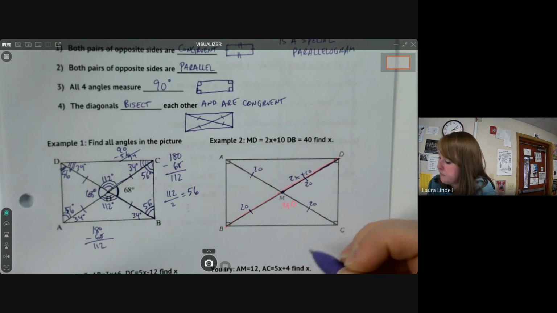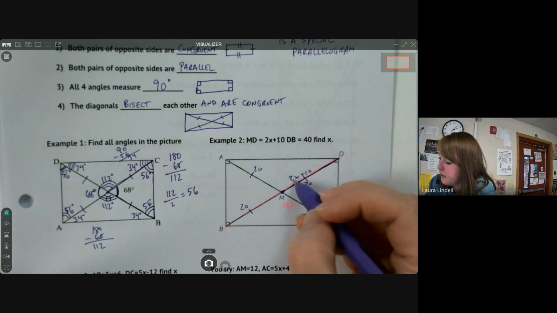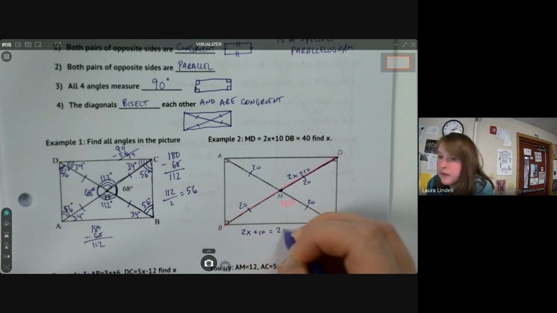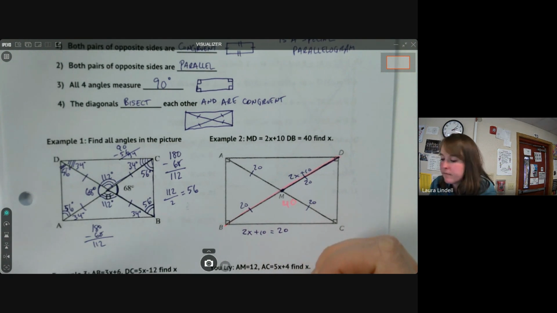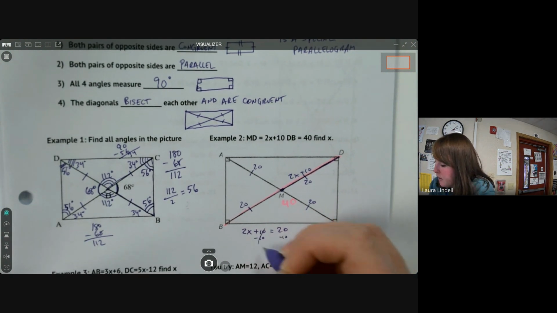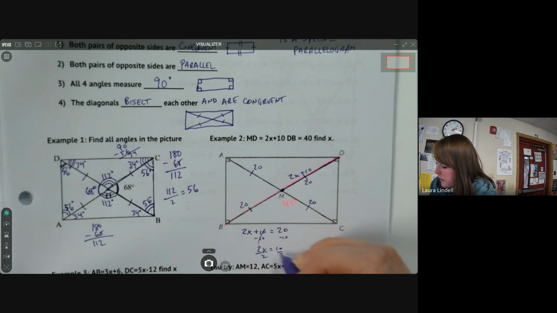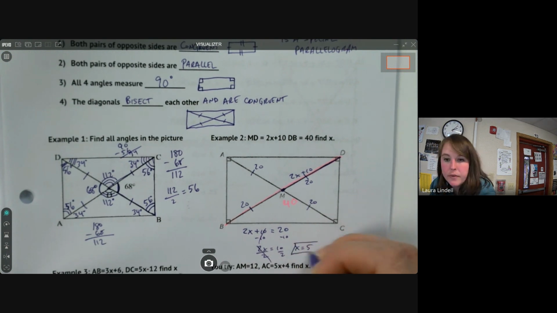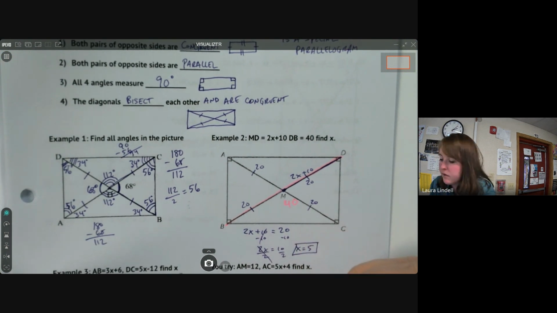Which means to solve for x, we can just go 2x plus 10 equals 20. And then we go minus 10 on both sides. We get 2x equals 10. Divide 2 on both sides. And we get x equals 5, which is all we were asked to do.